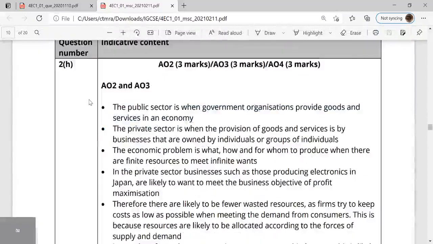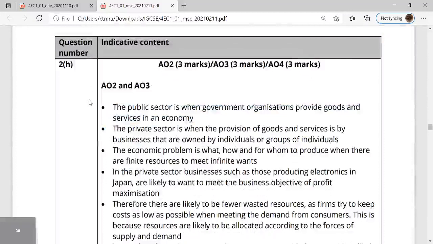The public sector is when government organizations provide goods and services in a country, in an economy. And the private sector, on the other hand, is provided by an individual or a group of individuals. And they also give the definition of the economic problem. You can also do that. The economic problem is what, how, and for whom to produce, when there are finite resources to meet infinite wants. Our wants are unlimited, right? So to fulfill those unlimited wants, we need to use our finite resources. That's why this is the economic problem, because it's not possible to fulfill your unlimited wants with your scarce or finite resources.